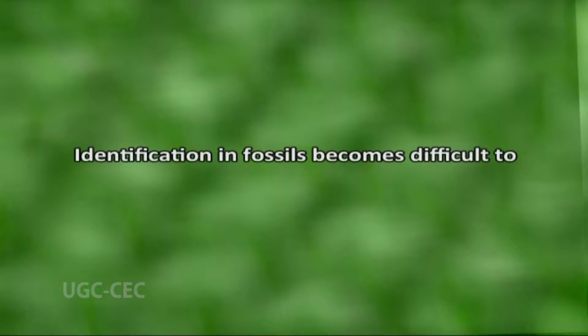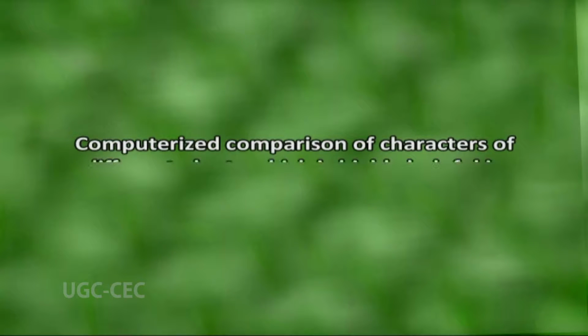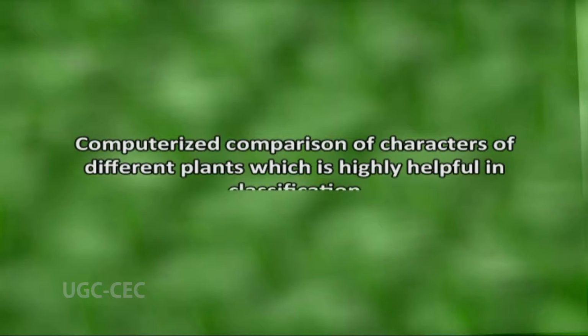Number eight, agriculture and horticulture are interrelated branches of science and have a direct bearing on taxonomy. Number nine, the identification of fossils is possible only with adequate knowledge of taxonomy. Identification in fossils becomes difficult due to their fragmentary and ill-preserved nature. Number ten, taxonomy is aimed to computerized comparison of characters of different plants, which is highly helpful in classification.